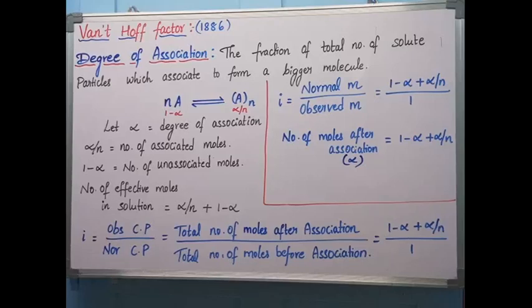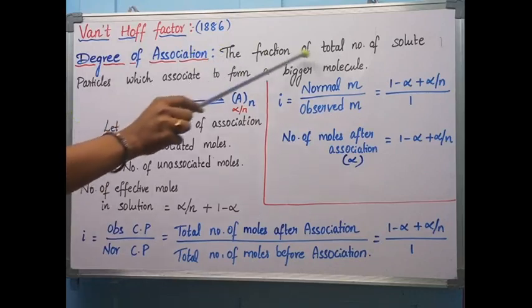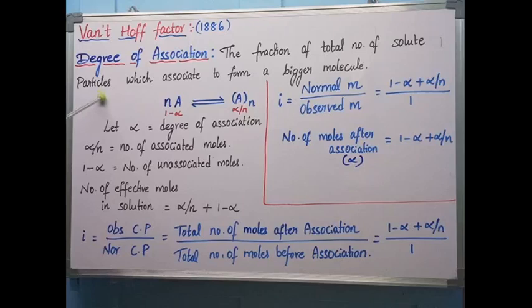Now let us see the Van't Hoff factor calculation for degree of dissociation or association. That means by knowing the Van't Hoff factor value, we can calculate the degree of association or dissociation of a solute in a solution. First let us see the degree of association. So what is meant by the degree of association? The fraction of the total number of solute particles which associate to form a bigger molecule.